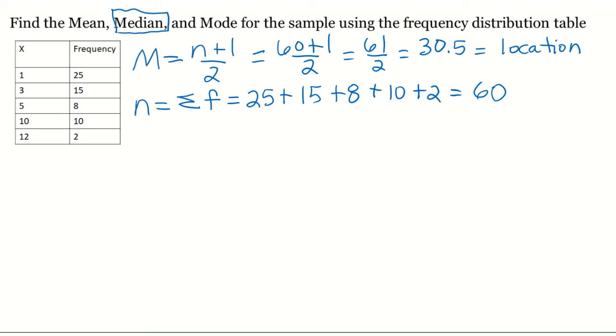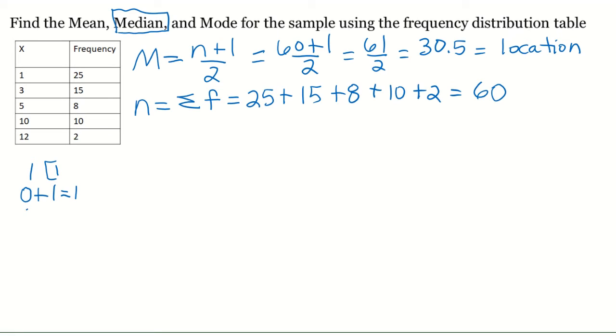So now the next thing we need to do, since we don't have our data all written out for us, we can't just count it. We need to figure out which of these x values are occupying which positions so that we can find this 30.5 position and identify which data is associated with it. So we're going to start with our data value number 1. And we're going to start with 0 and add 1 for its lower boundary.